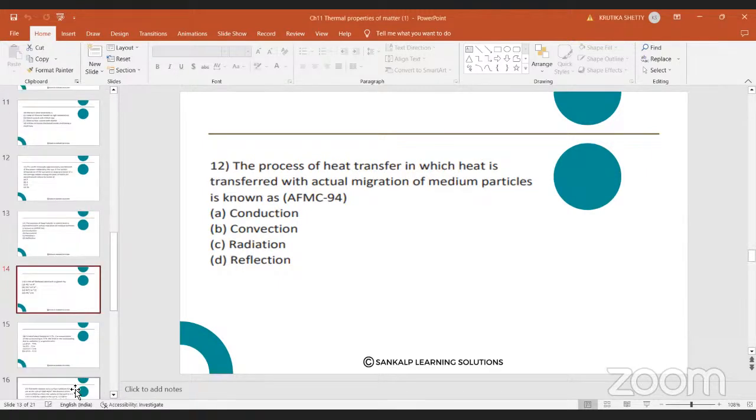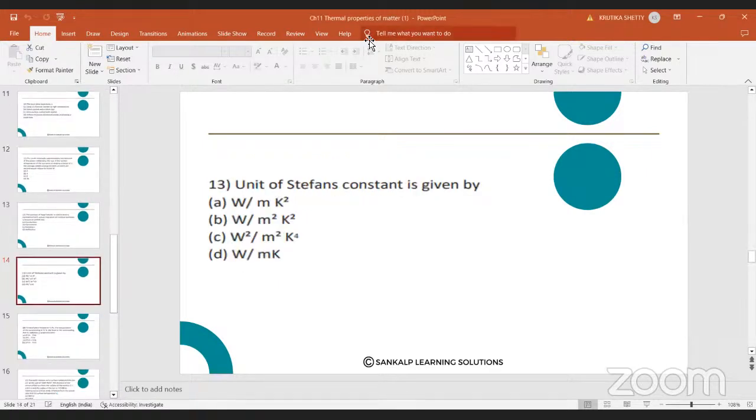Okay. Then the next question is, the unit of Stefan's constant is given by. What is the unit of Stefan's constant? A: Watt per meter per Kelvin square. B: Watt per meter square Kelvin square. C: Watt square per meter square Kelvin to the power of 4. D: Watt per meter Kelvin. It is B or it is C? The unit of Stefan's constant.